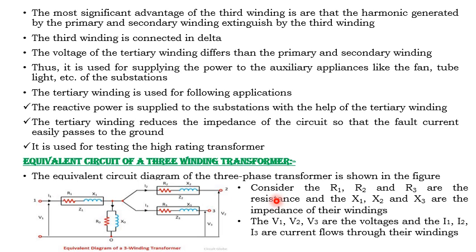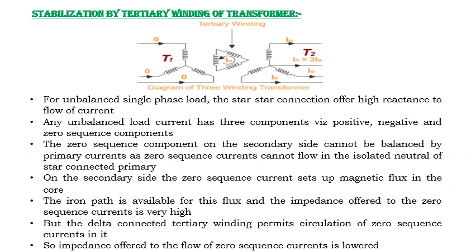Here we considered R1, R2 and R3 as the resistances, and X1, X2, X3 as the reactances of their windings respectively. And the voltages V1, V2, V3 and the currents I1, I2, I3 flow through their respective windings. So this is the equivalent circuit of a three winding transformer.